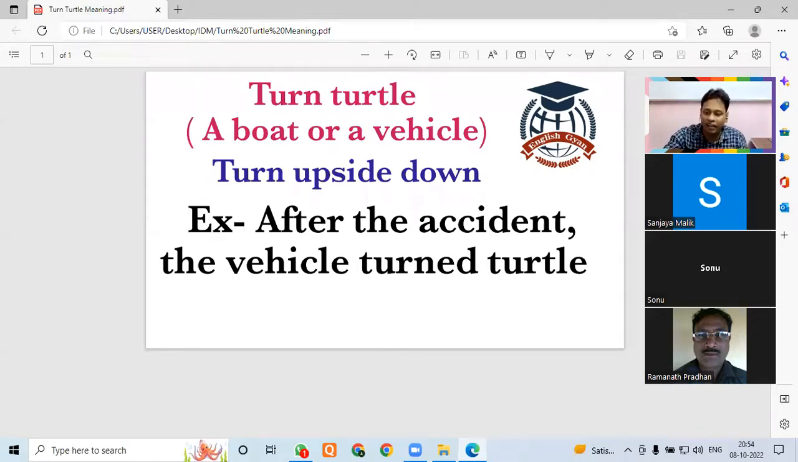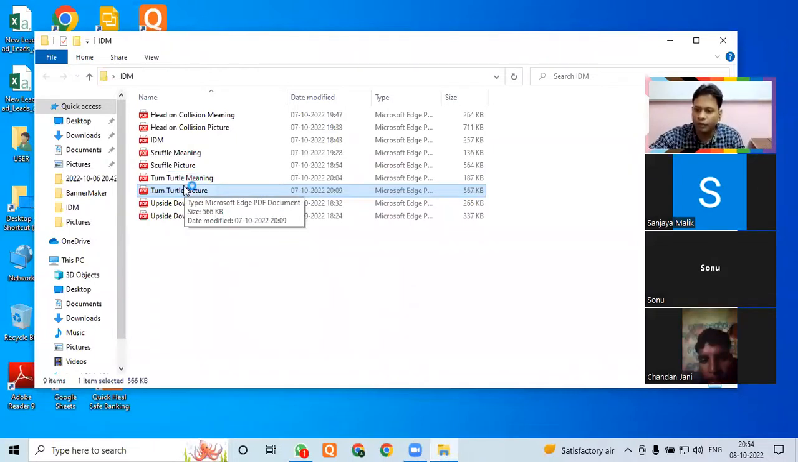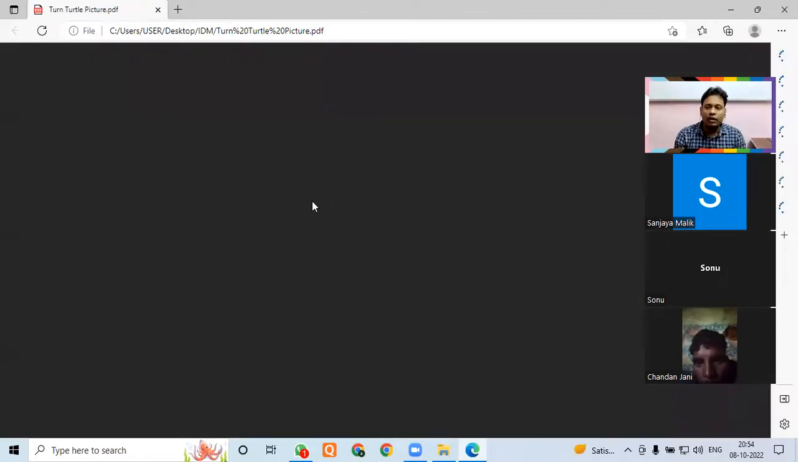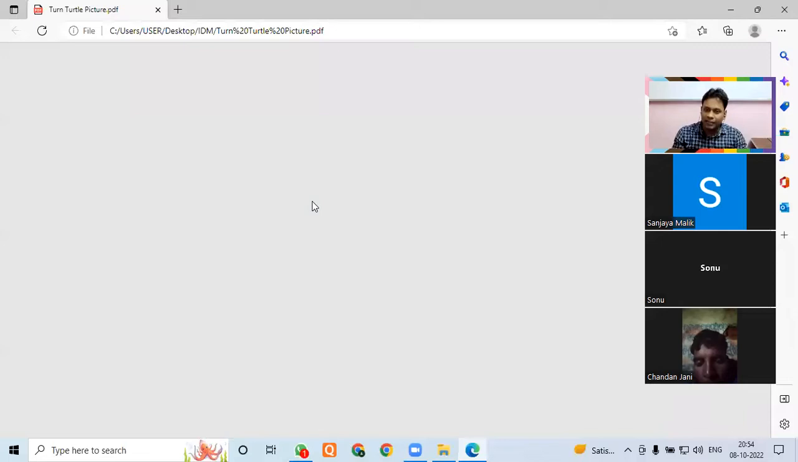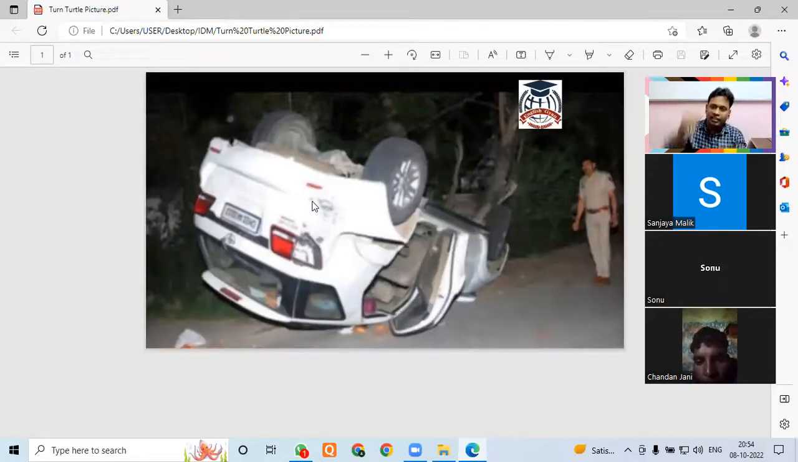So here, what can you find out? Look, it is 100% sure that the car met an accident and the policeman is watching it. No doubt about that. But what other things can you check? Just check it out, like the car turned turtle. That means the upside is the downside and the downside is the upside.